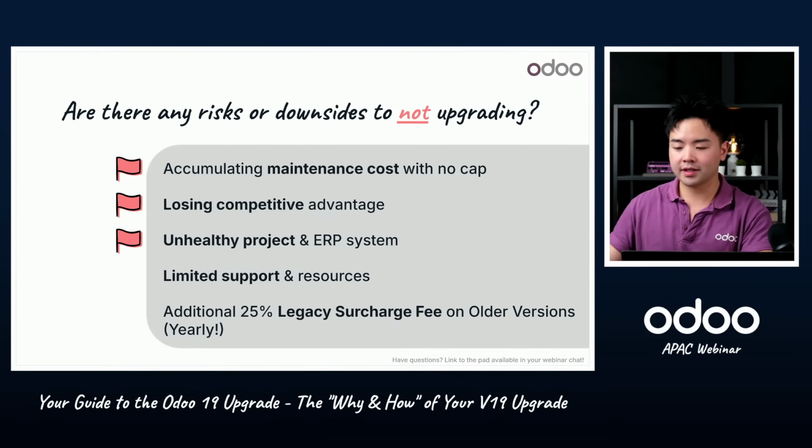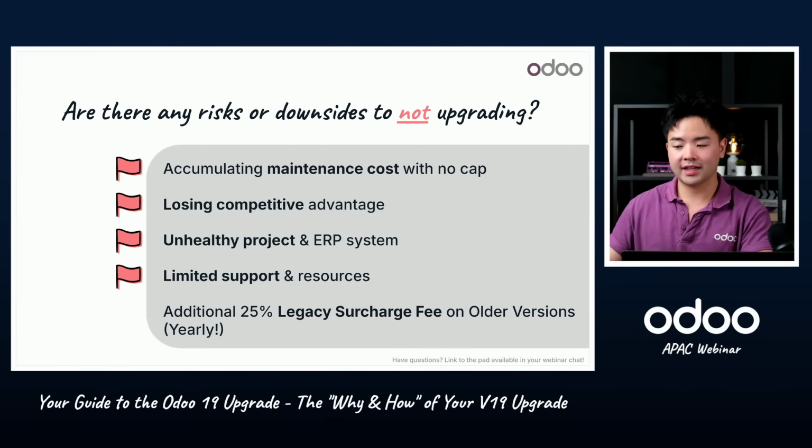The third risk is having an unhealthy project and ERP system. We'll talk more about this later, but just consider that having an outdated system for too long means needing to have a large system overhaul every 5 years, which is much more time-consuming and expensive than planning and executing an upgrade.